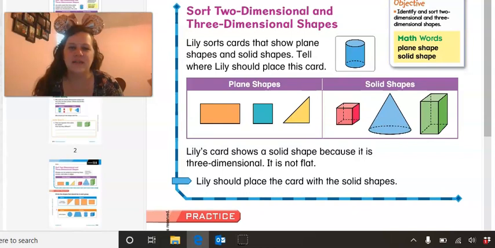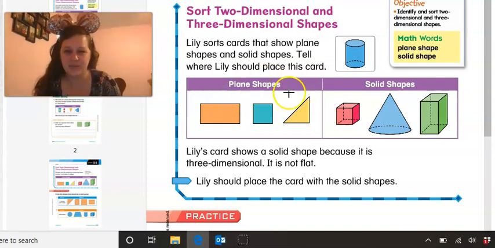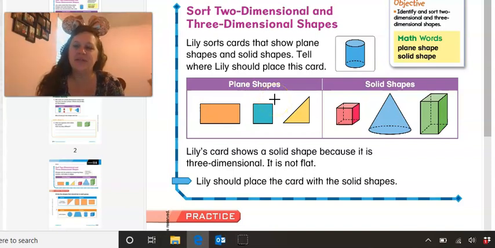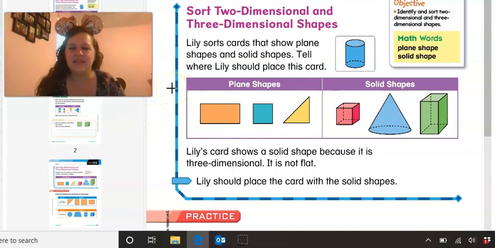Alright, so it says, today we're going to sort 2-dimensional, so 2D, and 3-dimensional, 3D shapes. And remember, 2D shapes are also known as plane shapes, it says it right here, and 3D shapes are also known as solid shapes. Alright, so let's read about Lily. It says, Lily sorts cards that show plane shapes and solid shapes. Tell where Lily should place this card.